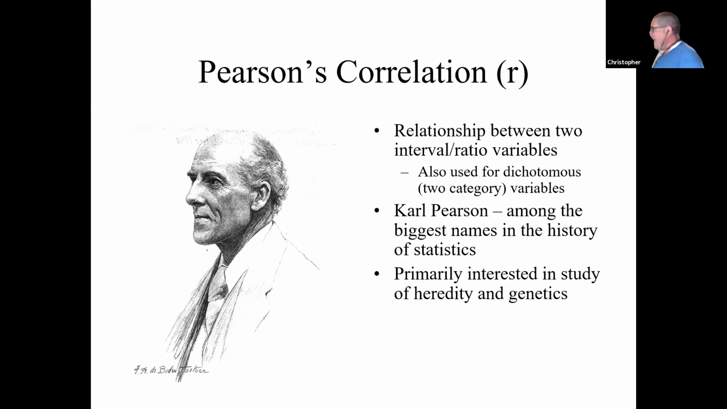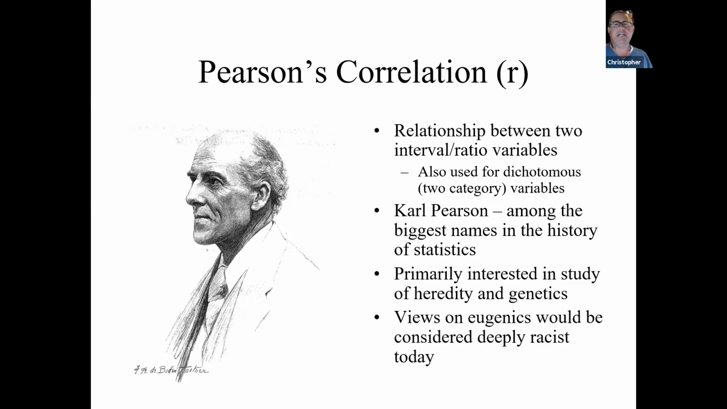Pearson was interested primarily in the study of heredity and genetics, and like many people back in the day, he was interested in the study of heredity and genetics because he was a big old racist. He had views on what's called eugenics that everybody would agree are just horrible. Views such as those focused on selective breeding, and whenever we talk about selective breeding, that's just a way to say, let's make more white people.